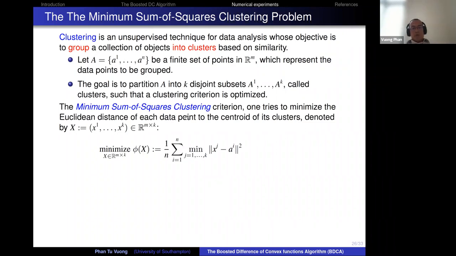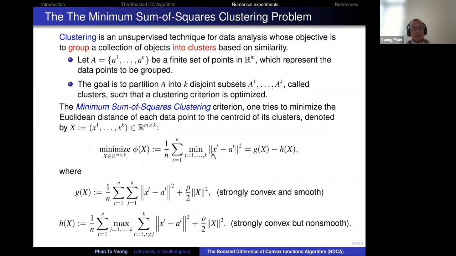The minimum sum of squares clustering is an example where the objective function is defined by this formula. The centers of the clusters are denoted by X, which is X1 to Xk. And we need to minimize this objective function with respect to X belonging to a matrix space of m times k. This can be rewritten as a DC programming problem by G and H here. G is strongly convex and smooth, and H is strongly convex but non-smooth.